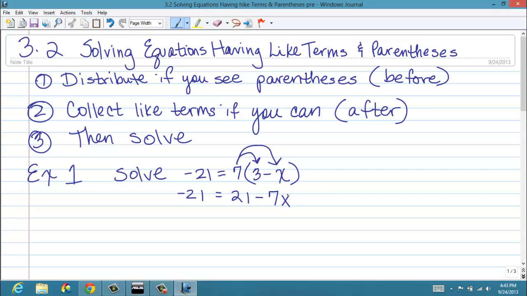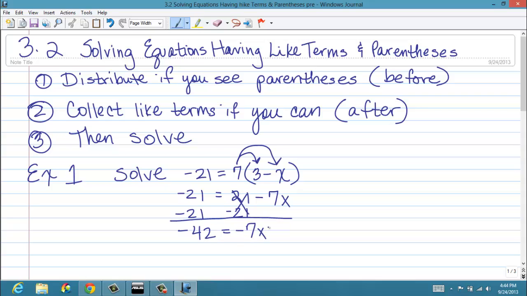Always distribute first. Second step, collect the like terms if you can, meaning if they exist. 21 is a regular number, a constant without a variable. Negative 21 is in the same category, so we need to get these terms together. In order to do that, I have to do the inverse operation. 21 is currently being added, so I need to subtract 21 from both sides. Okay? And so this cancels out. Negative 21 and negative 21, the signs are the same, so we add. That'll give us negative 42 equals negative 7x.